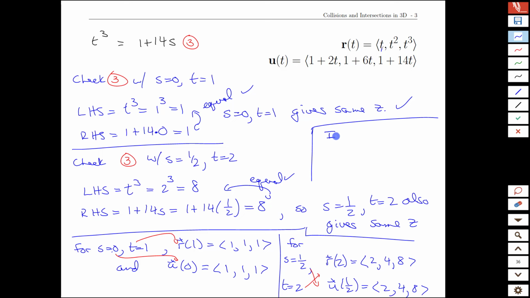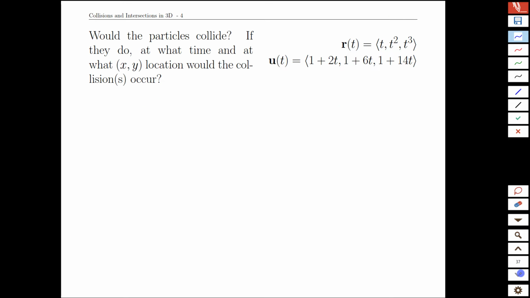Just to summarize that here so we don't have to use a new page: intersections at 1, 1, 1, and 2, 4, 8. Exactly 2 intersections between these two trajectories, which is a nice segue into what about collisions? Do these particles collide? If they do, at what time and at what xy location would the collisions occur?